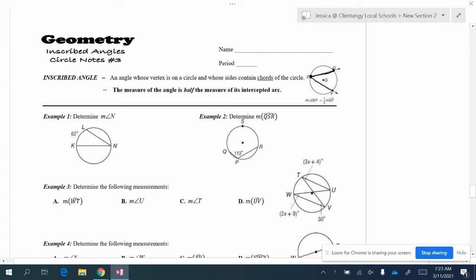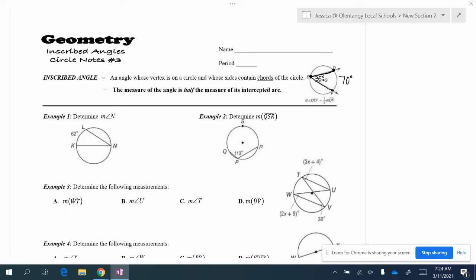And EF is a chord. So I like to think about inscribed angles. All points E, D, and F lie on our circle. The measure of the angle is half the measure of its intercepted arc. So if I said that this arc right here, let's say is 70 degrees, then this angle on the inside is half of that, which means it is 35 degrees.